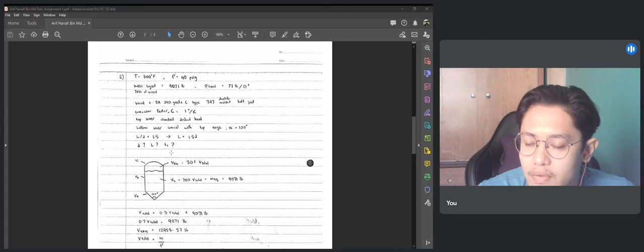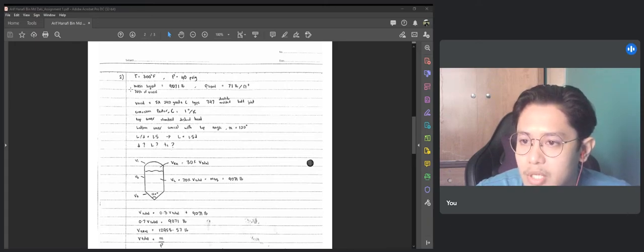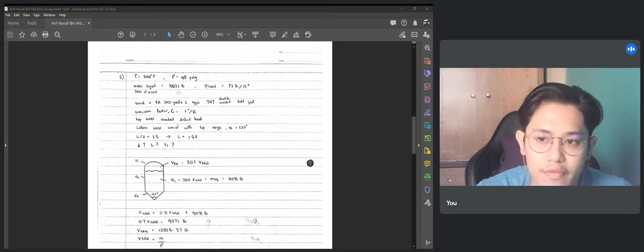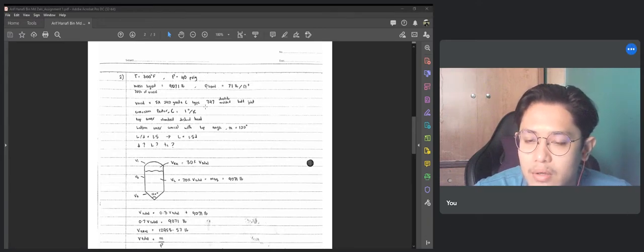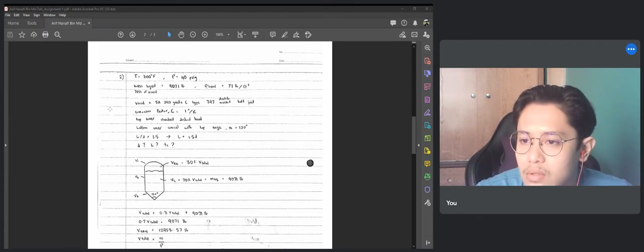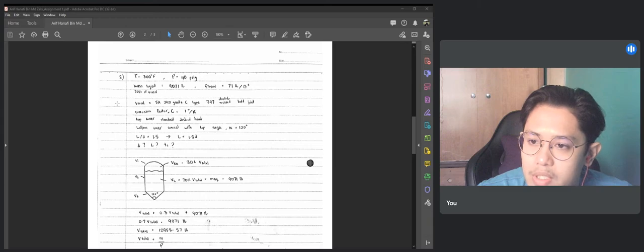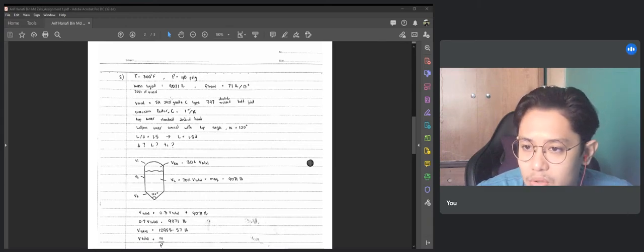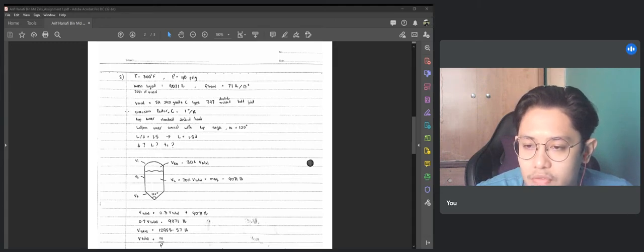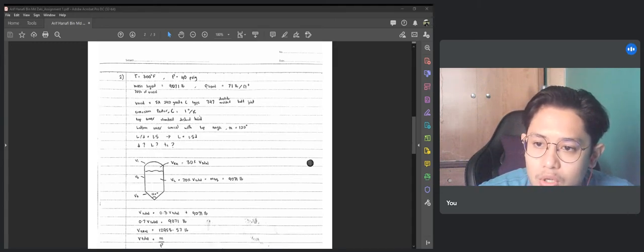The information that has been given in this question is temperature of the tank equal to 300 Fahrenheit, pressure equal to 40 psig, mass of liquid, which is 70% of the vessel, equal to 9071 pound, and the density of the liquid is 71 pound over feet cube. In the question, the vessel is SA240 grade C type 347, which is double welded butt joint. Then the corrosion factor, which is C, equal to 1/16.